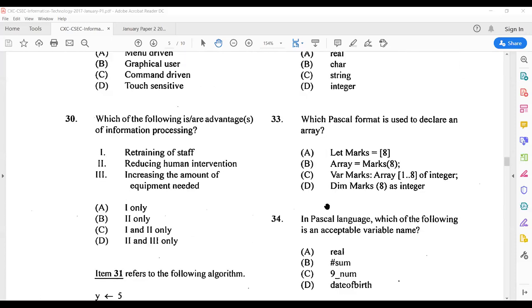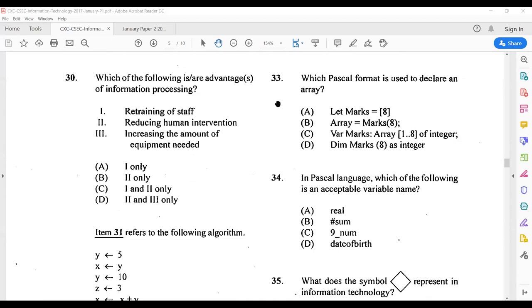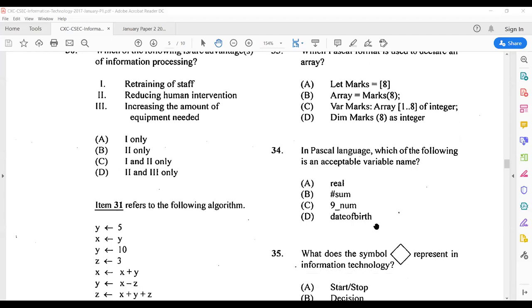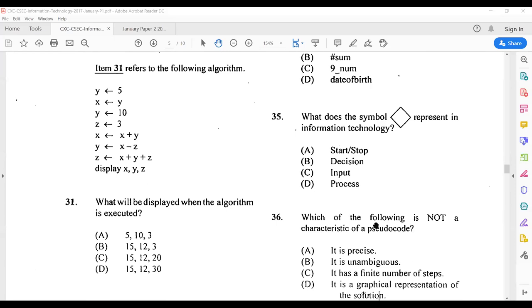Okay, so we have a question on Pascal, which is 33. This question, or questions like this, will not come in the exam because it's a Pascal specific question. Questions related to the programming language specifically are no longer a requirement, right? Similar for 34, that is a Pascal specific question. Okay, so 35. What does the symbol, and you have a diamond there, represent in IT?